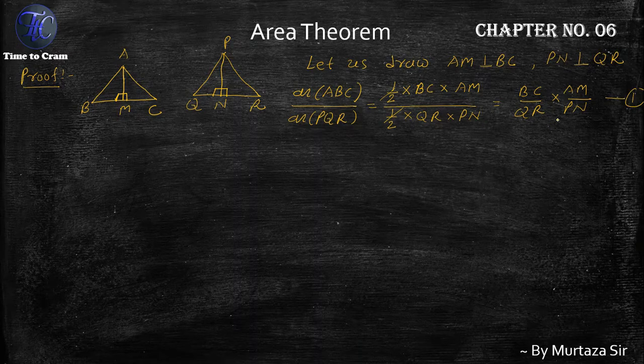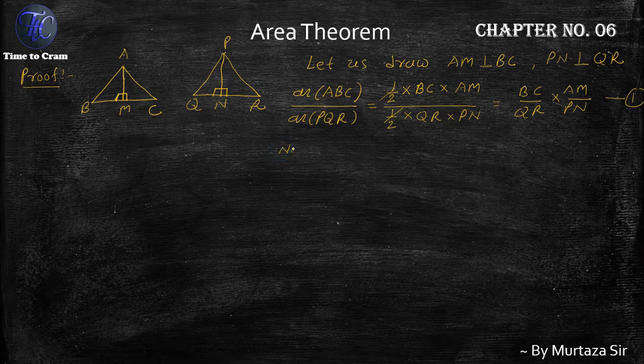So look students, this is a very important result. Here we have to replace AM upon PN by either BC upon QR or AB upon PQ. So we have to convert them into the same ratio: either we convert both into BC upon QR, or we convert both into AB upon PQ. So for that, let us use our data. What is our data here?